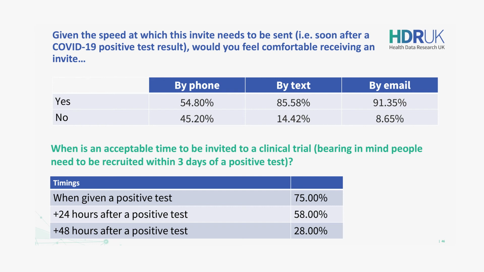So by far, most people indicated that they would prefer to be contacted by email, and that was really just to ensure that they had time to digest the information, and that they were sure the information wasn't coming through a scam route, that it was coming through an official Test and Trace or Oxford University route. And we also asked them when it would be acceptable to be invited to a clinical trial. And again, most people thought it would be as soon as they were given a positive test or very soon afterwards.